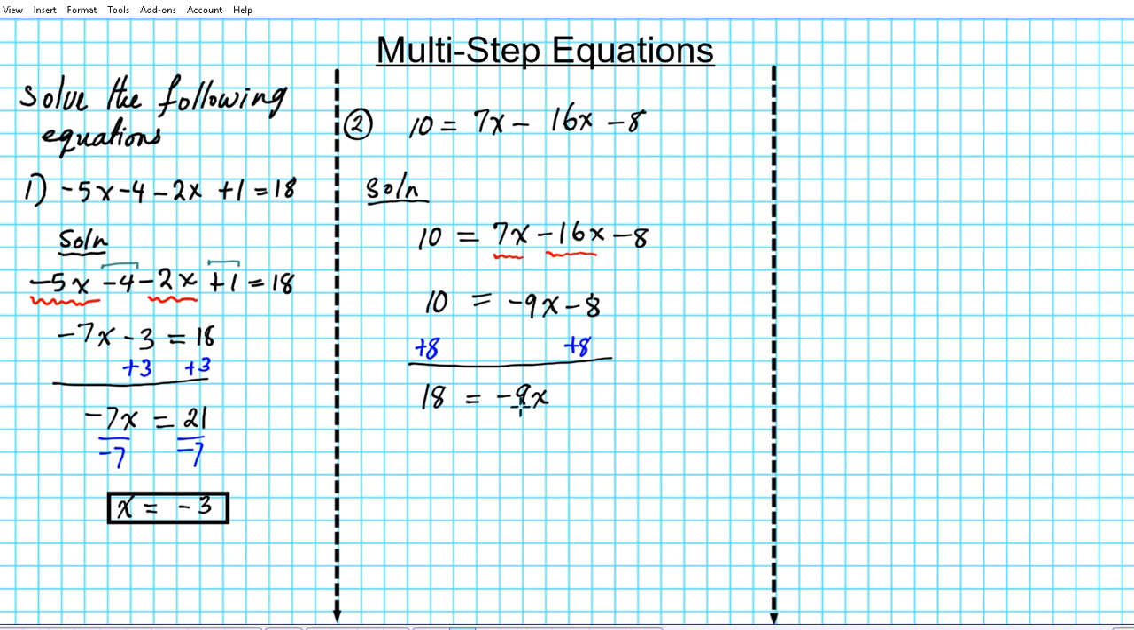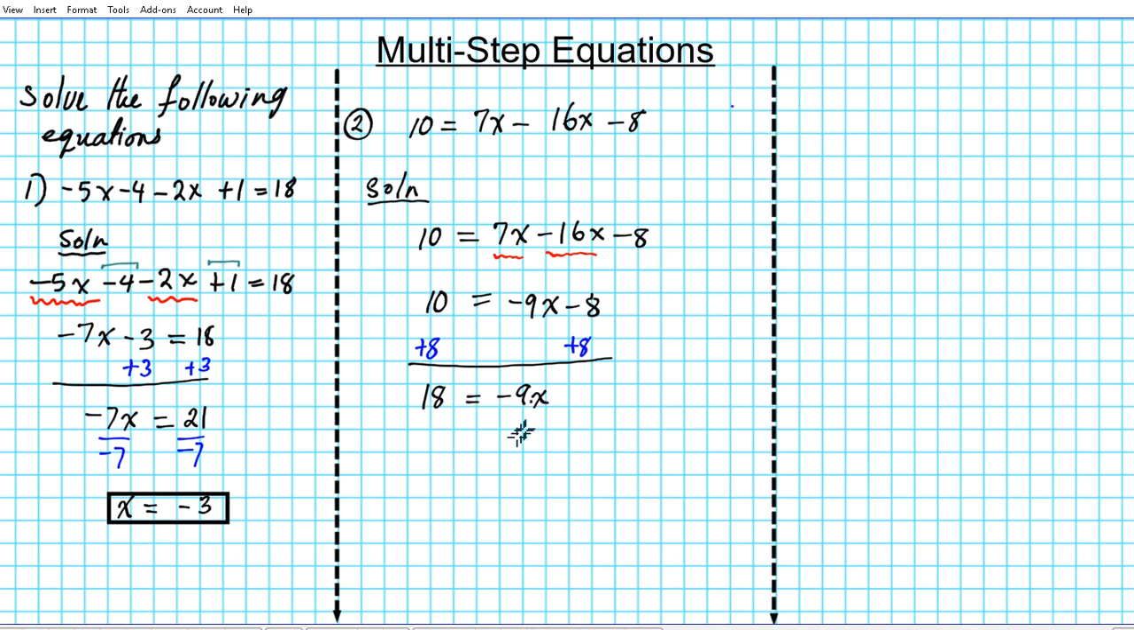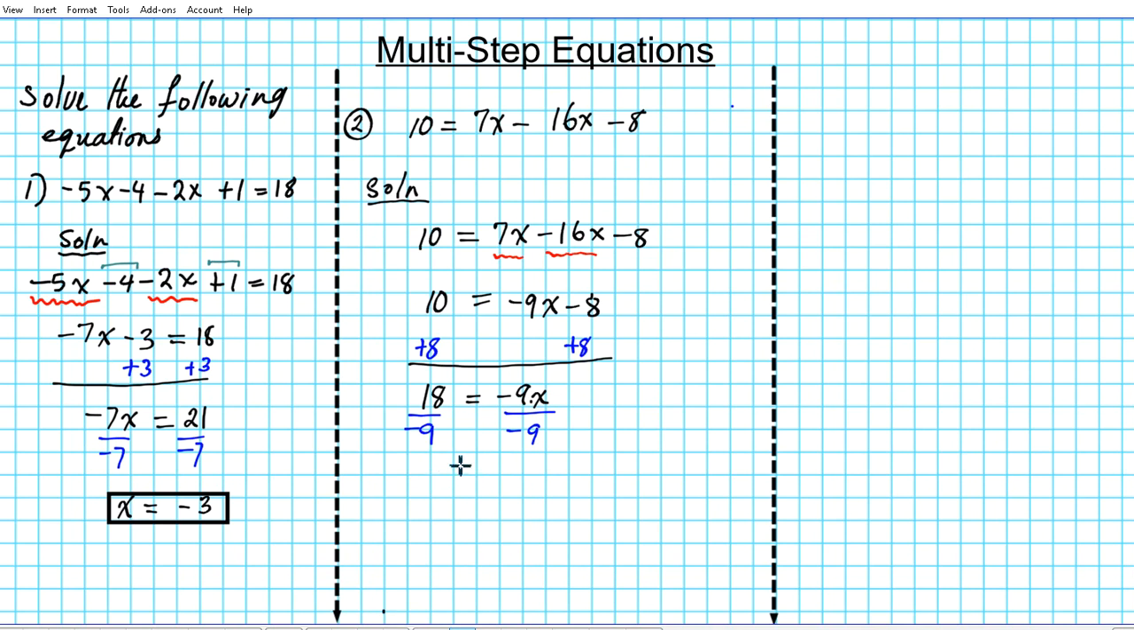Now to undo this negative 9 that's combined with the x, which is a multiplication operation, we're going to use the inverse of multiplication, which is division. So divide both sides by negative 9. Just as we did over here, where we divided by negative 7, here we're dividing by negative 9. Now let's switch the equation around. We're going to have x equals 18 over 9, which is going to be negative 2 because the signs are different. So there goes the answer to problem number 2.